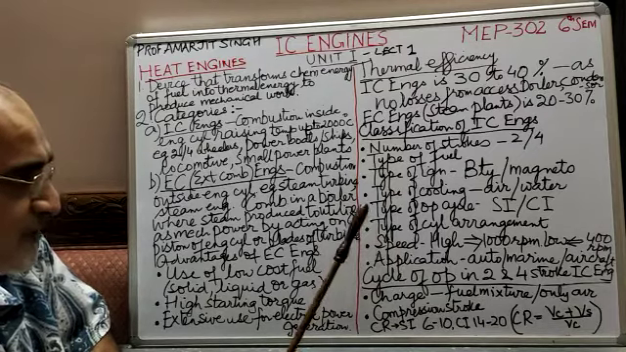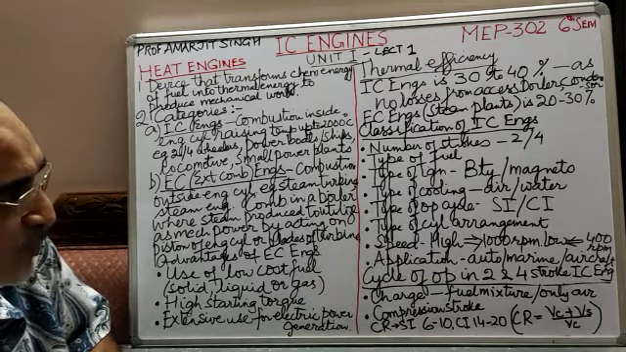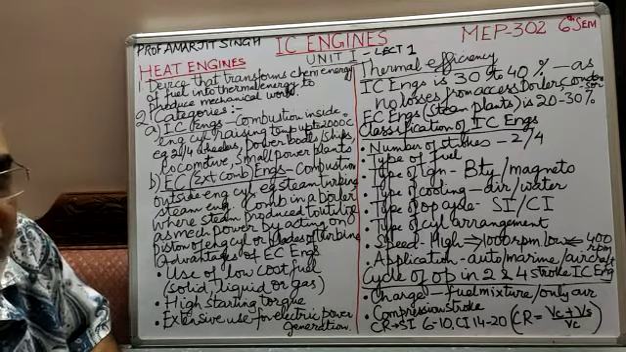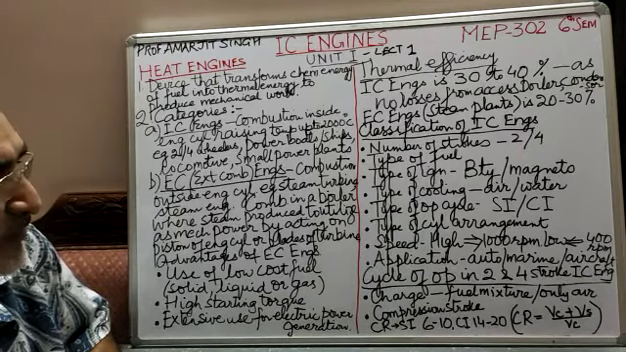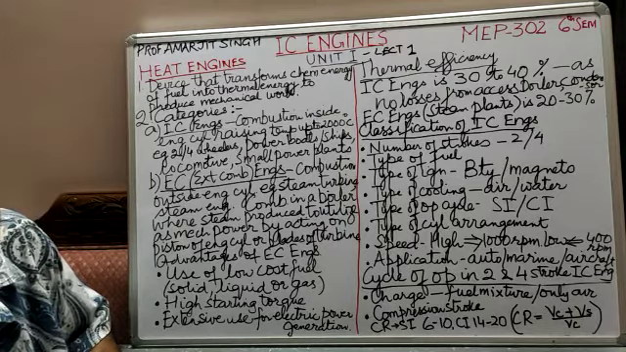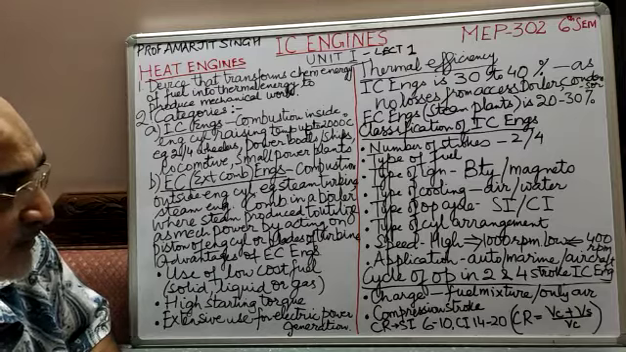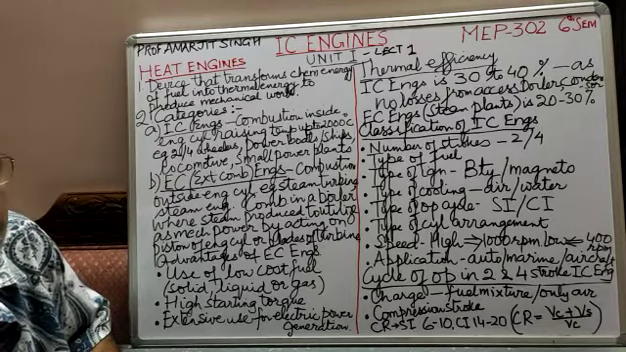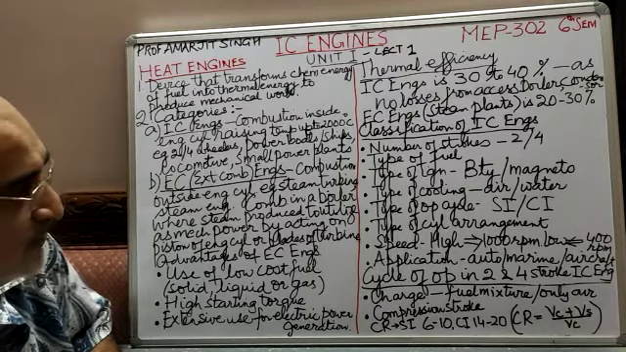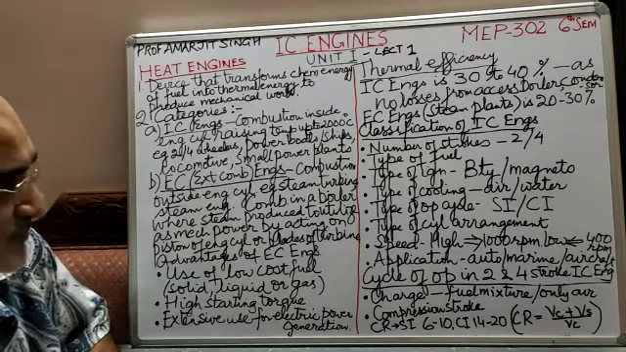The next classification is based on the operating cycle. SI is spark ignition, that is for petrol, and CI is compression ignition, which is for diesel. This again we will be studying in greater detail later on as the course progresses.